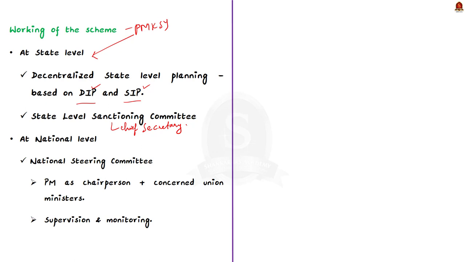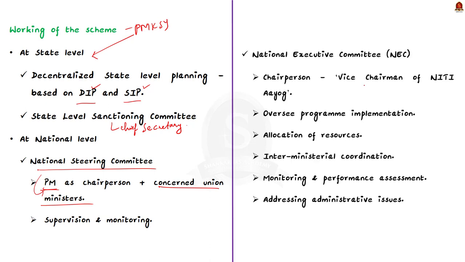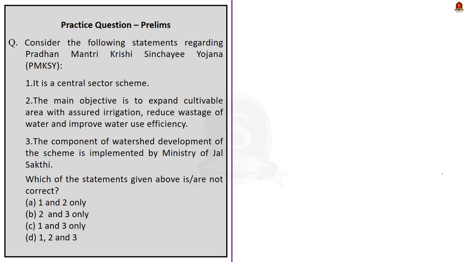Now coming to the national level. See, the program will be supervised and monitored by an interministerial national steering committee, which is constituted under the chairmanship of Prime Minister with union ministers from the concerned ministries. Here, the National Executive Committee is also constituted under the chairmanship of Vice Chairman of Niti Aayog. It is done to oversee program implementation, allocation of resources, interministerial coordination, monitoring and performance assessment, etc. With this, we have come to the end of this discussion. Through this discussion, we came to know about Pradhan Mantri Krishi Sinchai Yojana and the different components of it.